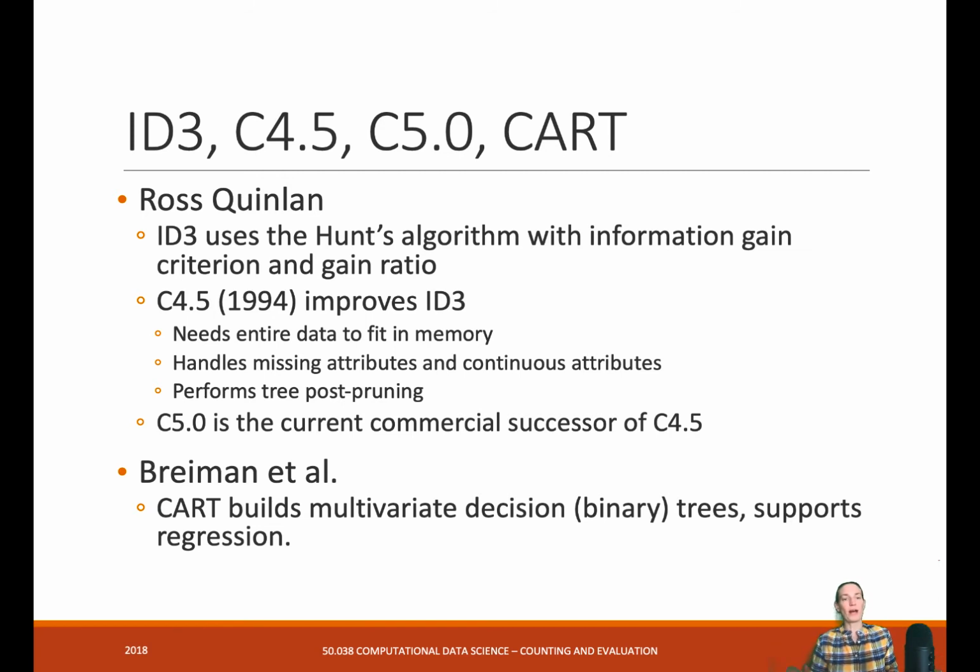So how does all this work in the algorithms that I mentioned earlier? ID3 uses Hunt's algorithm with information gain criterion and gain ratio. Remember gain ratio, to avoid a huge amount of splits. C4.5 improves on this ID3, but it needs the entire data to fit into memory. I could see that as an issue for big data. It handles missing attributes and continuous attributes, so it has strategies for splitting, and it performs post-tree pruning.